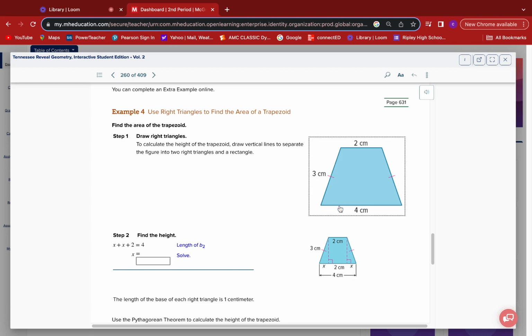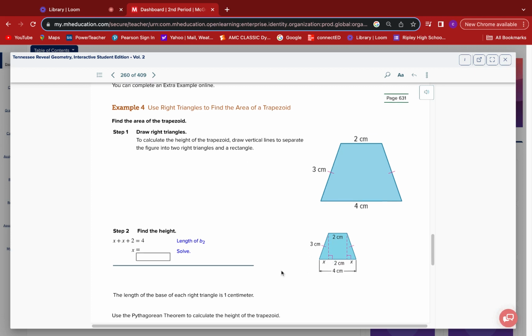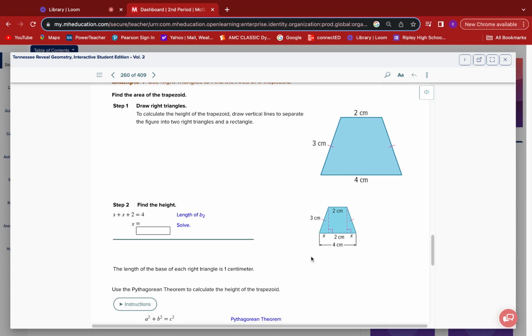Now, what they gave me is the leg, 3. That is not the height. That is like a slant height. I need the actual perpendicular distance from 2 to 4. So if you're a visual person, I need this right here. I need that height right there. Okay. So it looks like they're going to have me do a split, of course. I'm going to turn this into a rectangle.